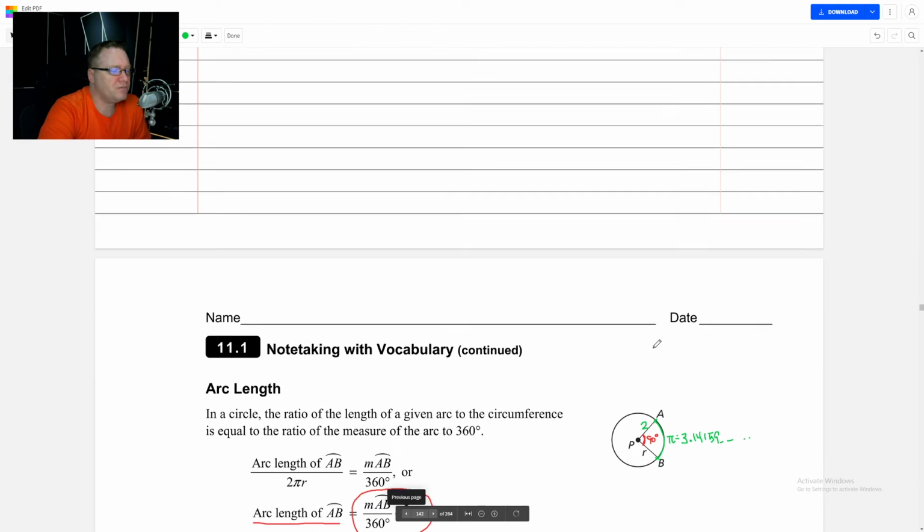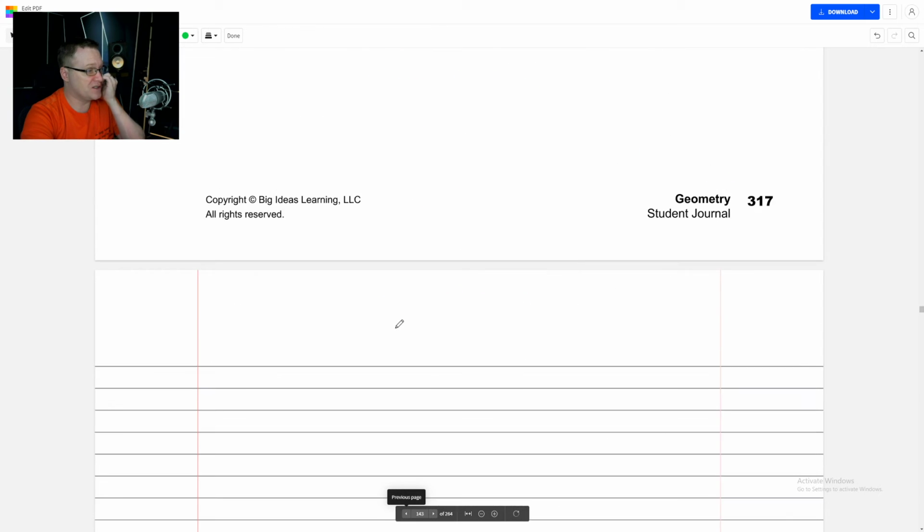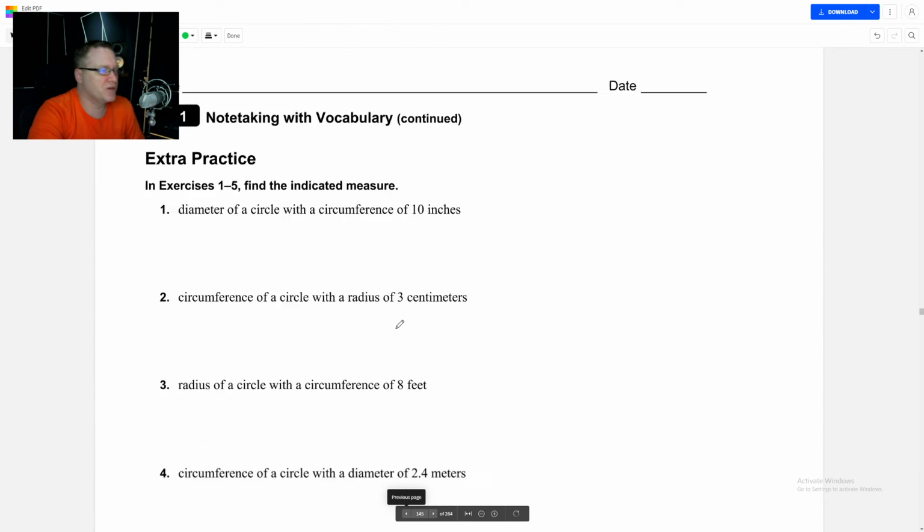Okay, so that's how we use the arc length formula. We're going to do a couple of examples from the book on using the arc length formula. Let's do an example here in the notebook.